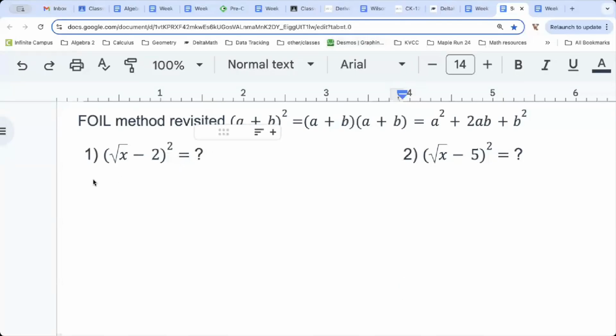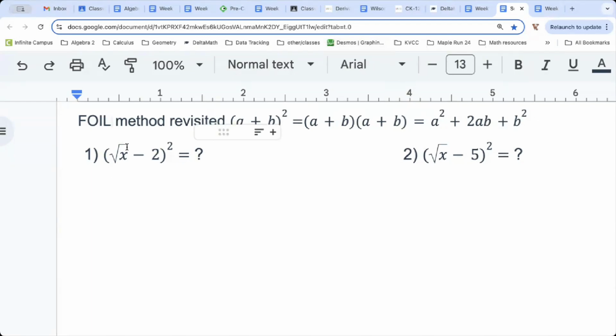Okay, let's take a look at how to carry out FOIL on the parentheses square root x minus 2 squared. In essence, it's still the parenthesis a plus b squared, so it should wind up with a quadratic trinomial, a squared plus 2ab plus b squared.